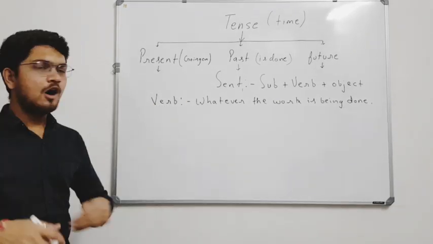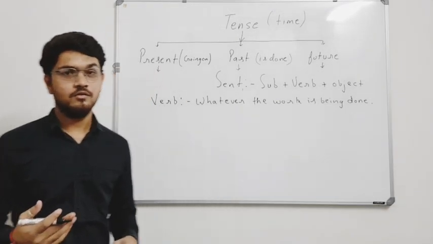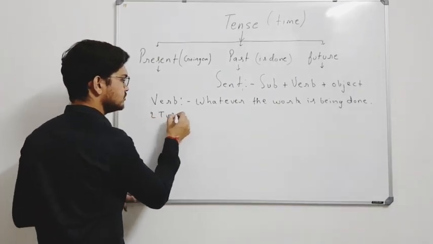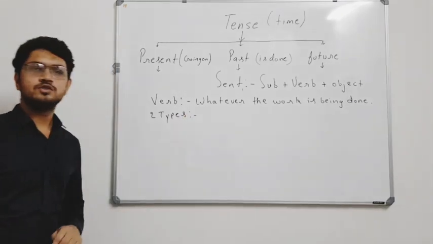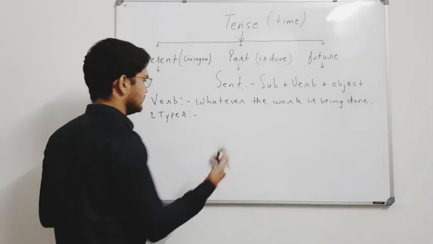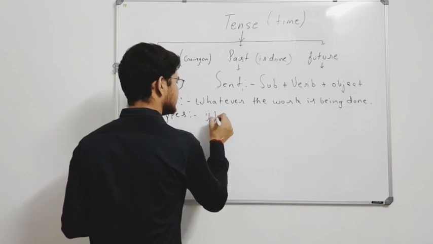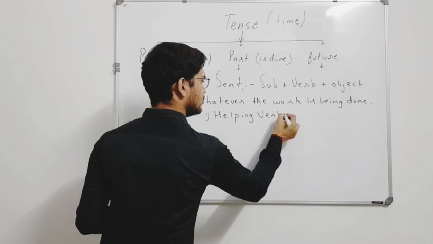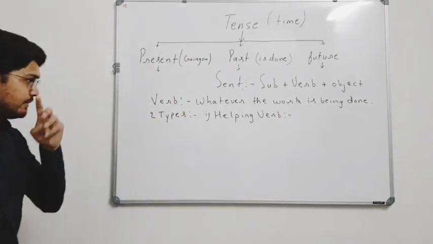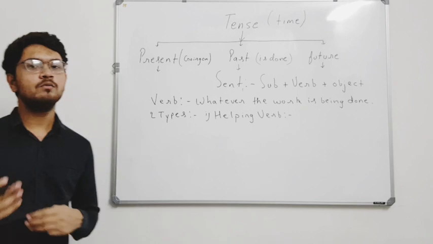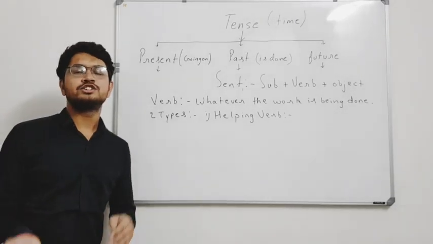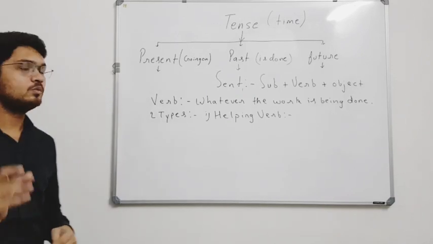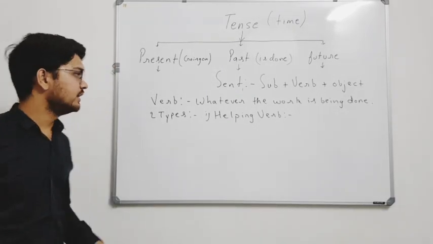Now how many types of verbs do we have? We have two types of verbs. What are they? The first one is helping verb. What is helping verb? Helping verb is something which helps the main verb actually. Whatever the verb, it helps that.